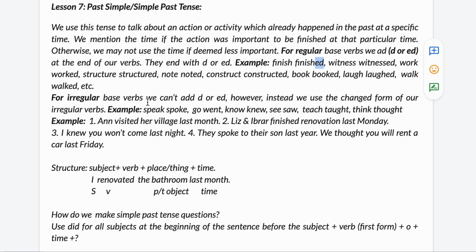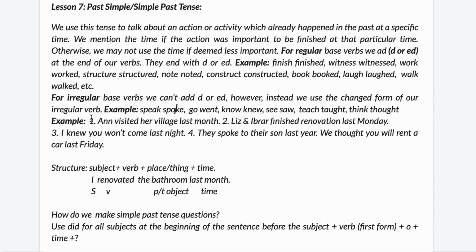For irregular base verbs, we can't add D or ED. Instead, we use the changed form of our irregular verbs. So if it's an irregular verb, we should use its second form. Example, speak. What's the second form of speak? Spoke. Next example, go. What's the past form of go? Went. Know, knew. What's the past form of see? Saw. Teach, taught. Think, thought.